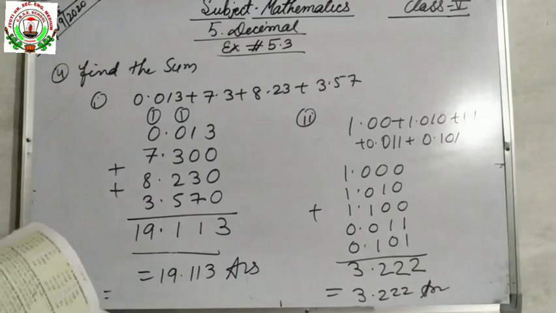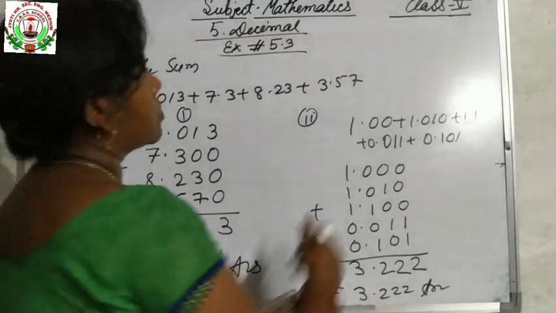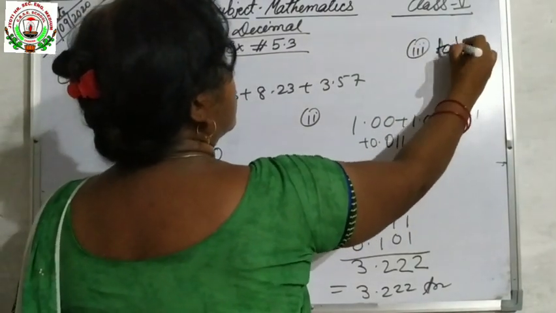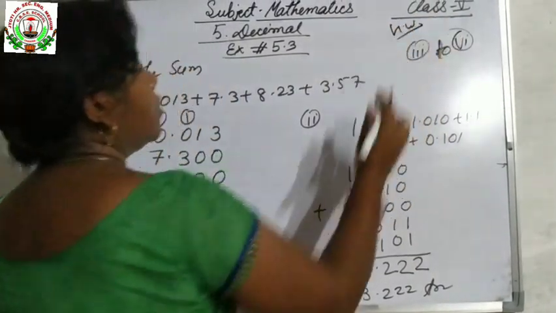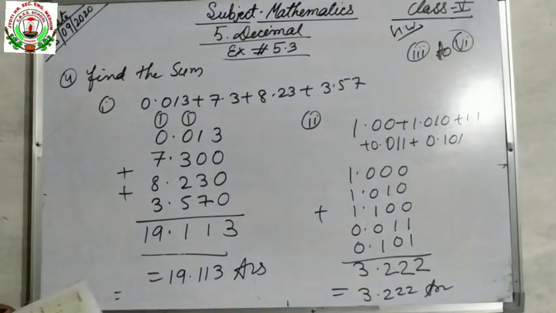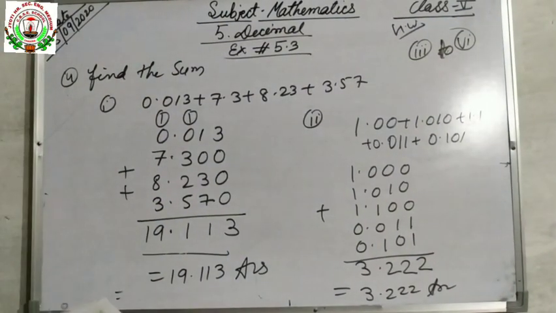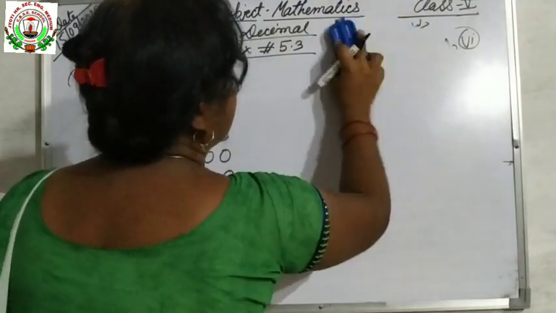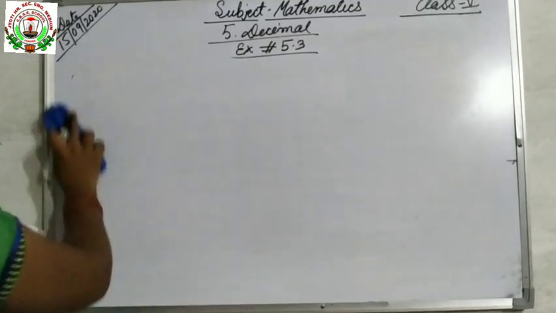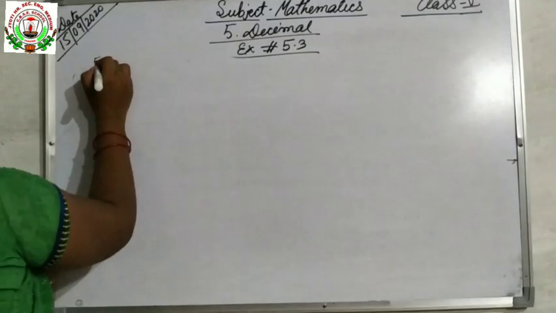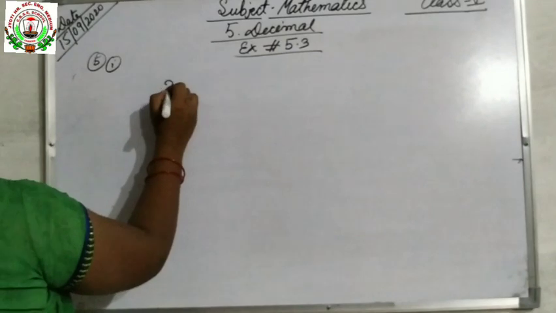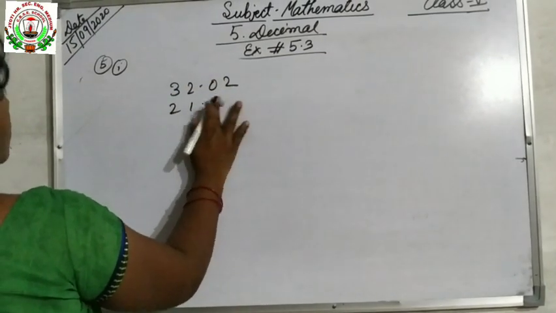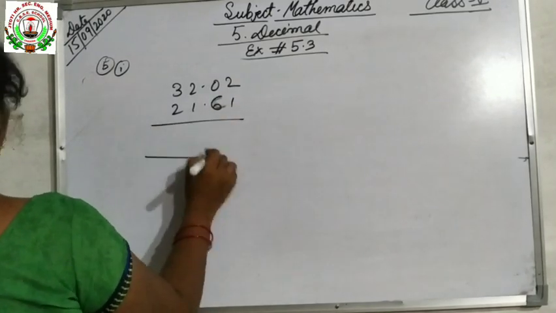Now you will do question number 3 to 6. It will be homework. Number 3 to 6, you will try to do. Next question is subtraction. Here subtract. It is given in vertical form: 32.02 and 21.61. Okay, now subtract it.